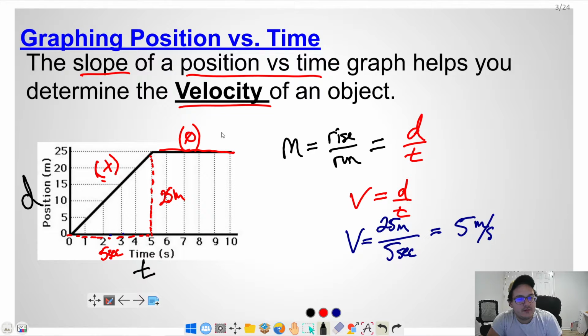What about this part right here? Well, the slope is 0 since this is a straight line. So the velocity here is just 0.